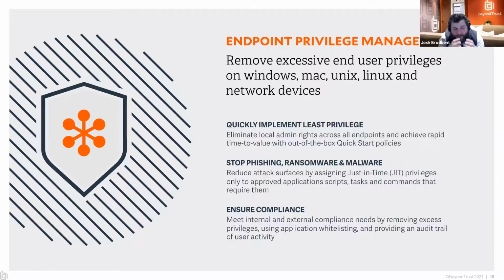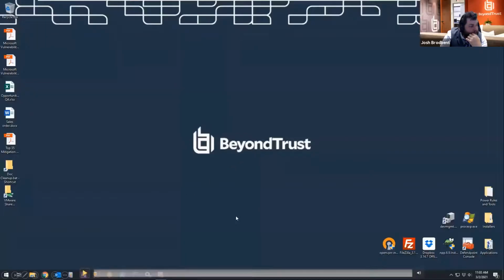And we do that by having out-of-the-box quick start policies that fit most of the types of scenarios that you're going to have in your environment. We want to be able to stop various attacks using just-in-time privilege so that only applications and approved scripts can run, and they get just the privileges that they require to launch. And again, it's all about compliance and auditing and making sure that we can track these things. So I do have a quick demo of our EPM solution.